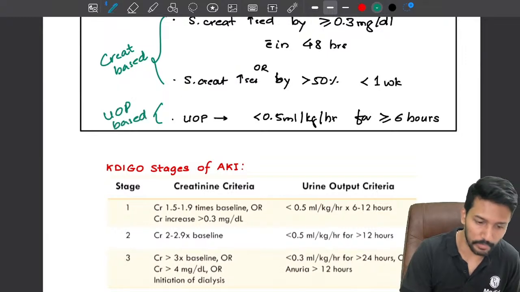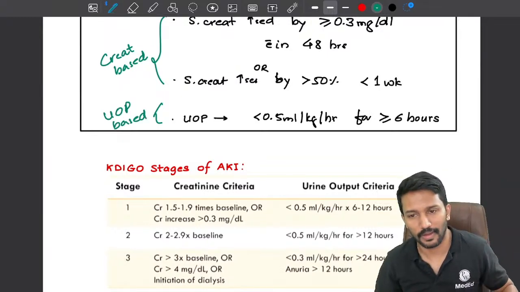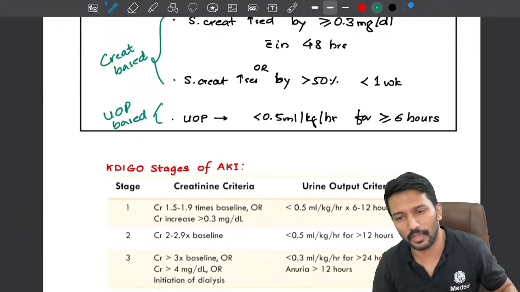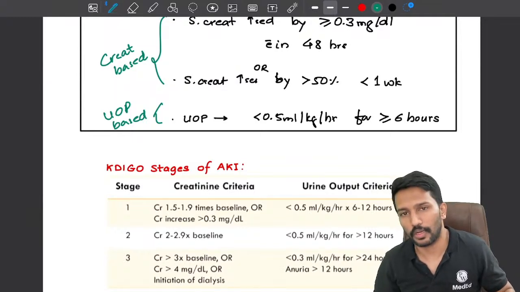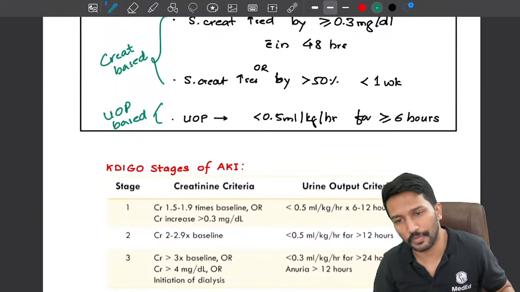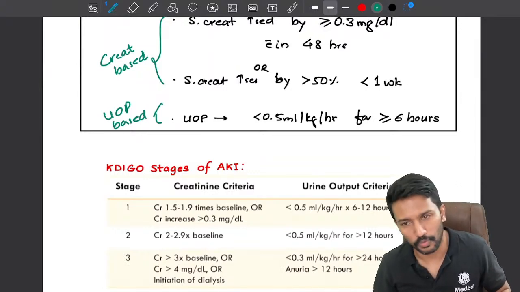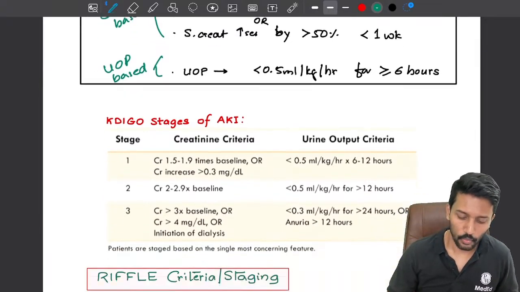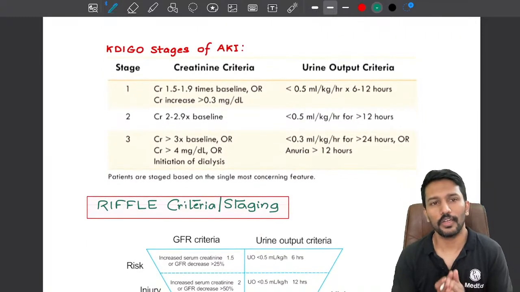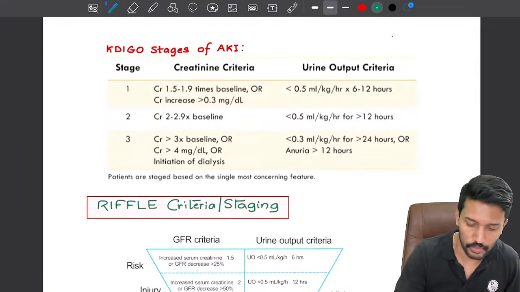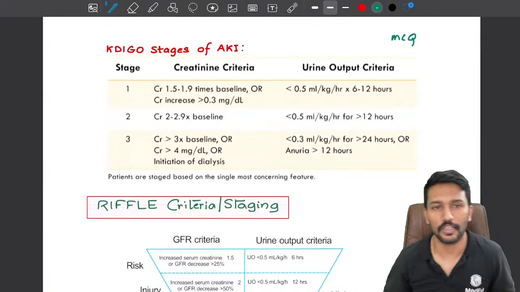So I want you to memorize this definition. Creatinine increasing by more than 0.3 milligrams per deciliter within 48 hours, or by more than 50% within 1 week, or urine output less than normal for 6 hours or more, then we will call it AKI. Now once you diagnose it as AKI, you need to stage it. This is an important MCQ zone, staging of acute kidney injury.